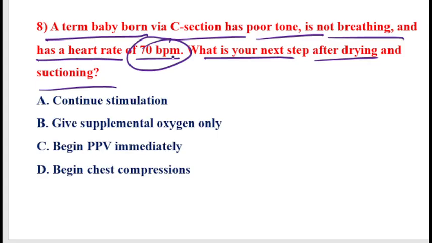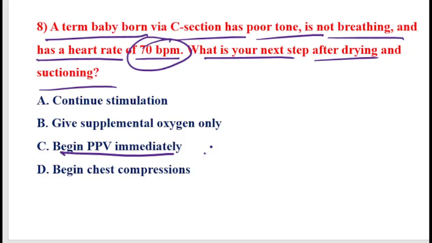If the heart rate of the baby is 70 beats per minute, then immediately what you have to do, we have to start with positive pressure ventilation. So the next step will be positive pressure ventilation. We have to take an ambu bag and a mask and place it onto the patient's nose and mouth, and immediately start with the positive pressure ventilation.